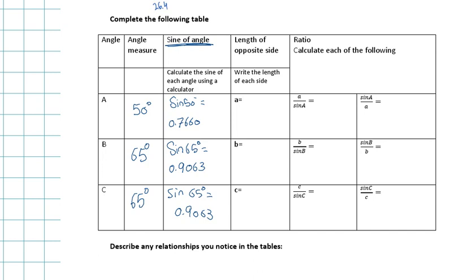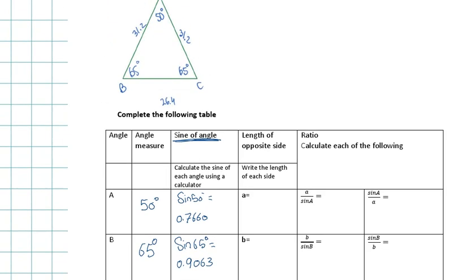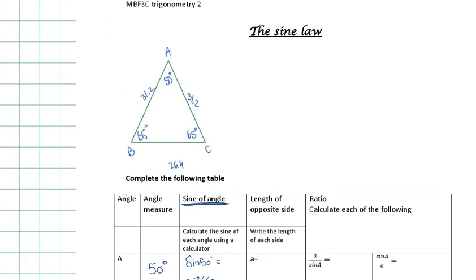Now, what is the length of side A? I can't see it on the top, so you guys have to help me. It's 26.4. Remember that side A is opposite from angle A. So side A is this one, because it's opposite from angle A.